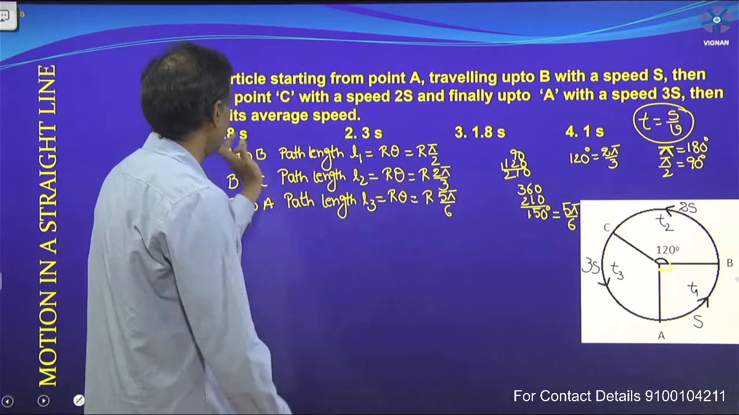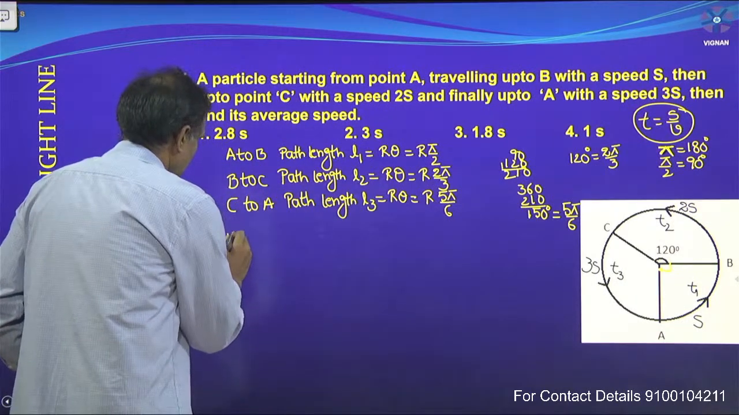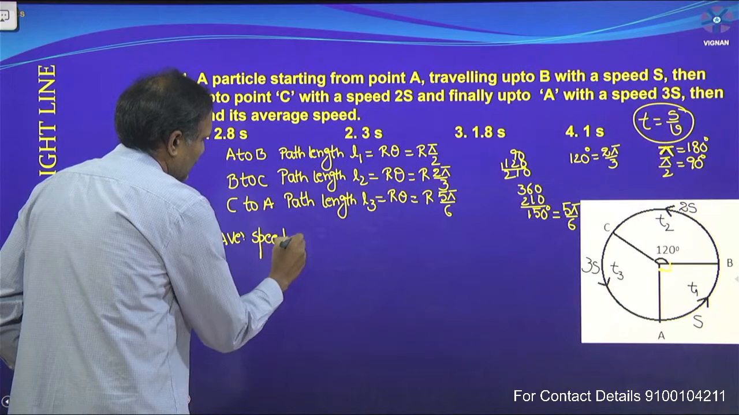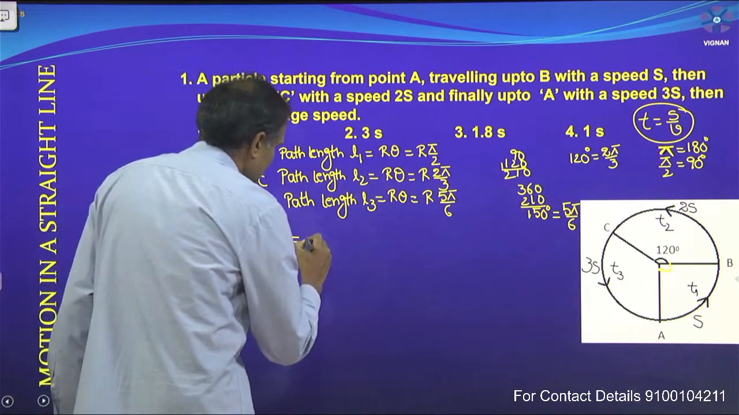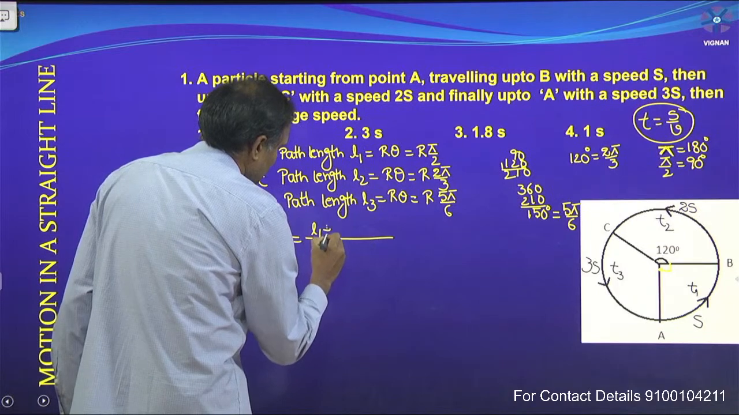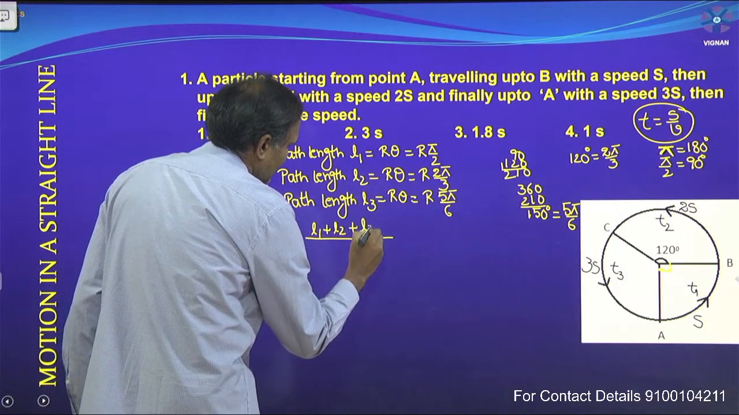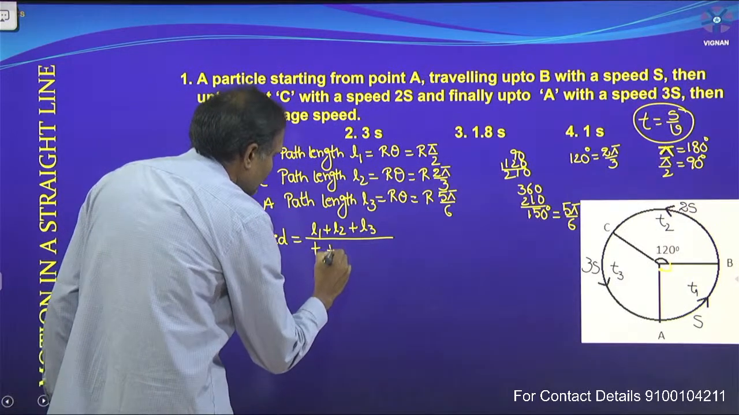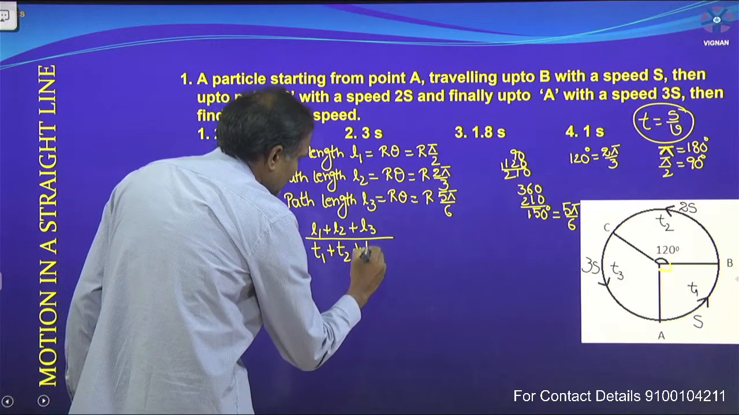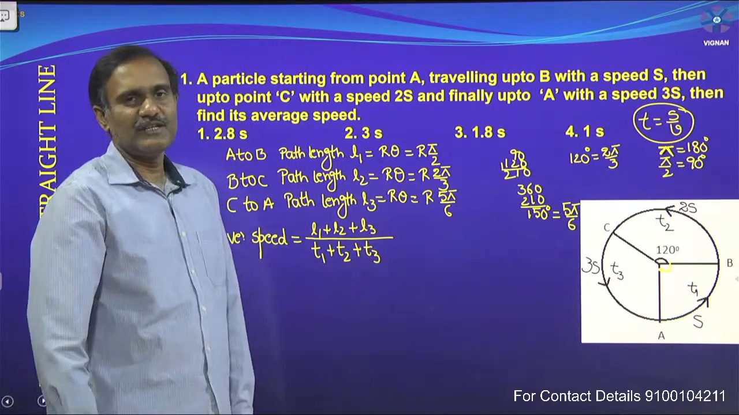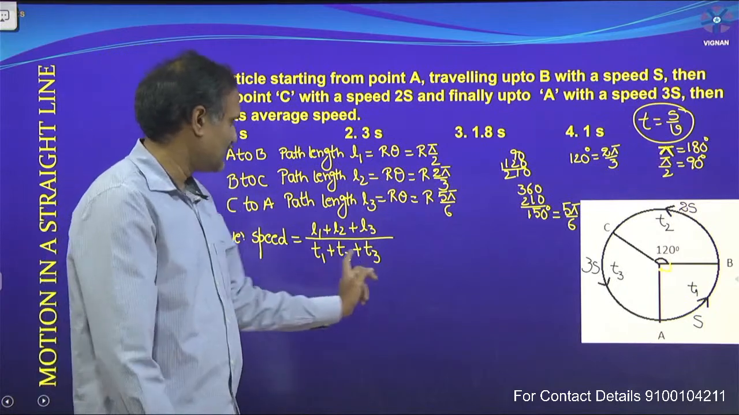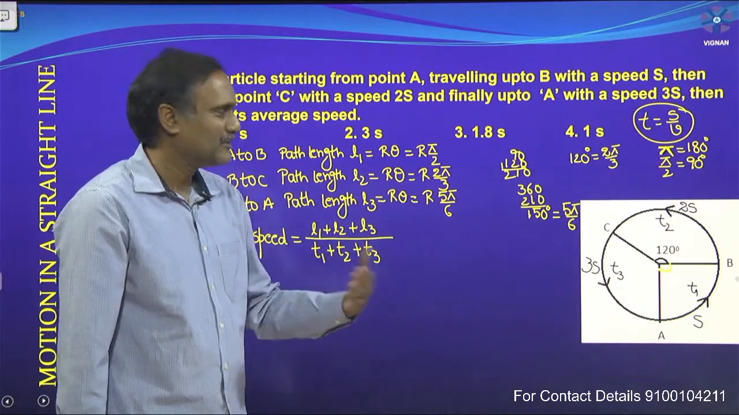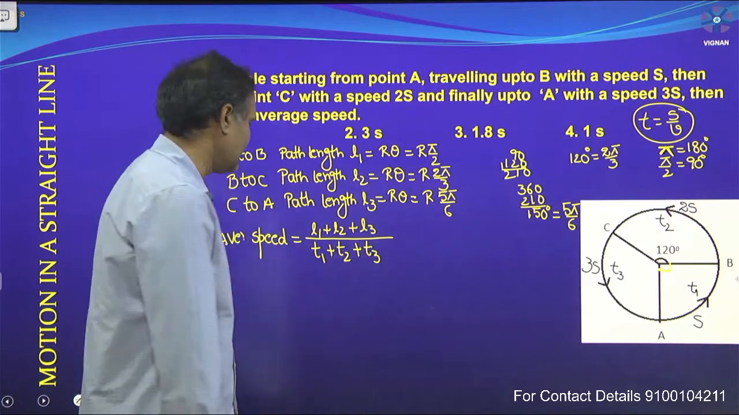Now we are going to calculate the average speed here. Average speed is nothing but the total length of the path travelled by the particle, L1 plus L2 plus L3, the total length for the complete journey, divided by the time interval T1 plus T2 plus T3, that is the total time interval. But we don't know T1, T2, T3.